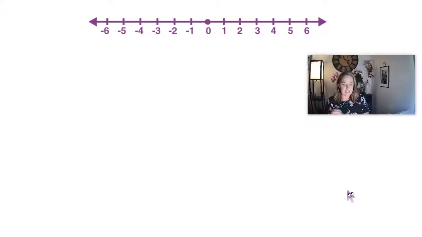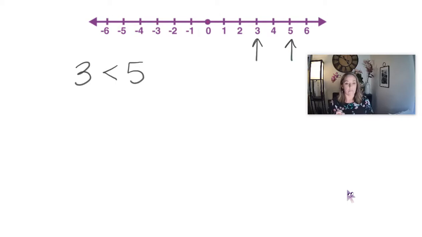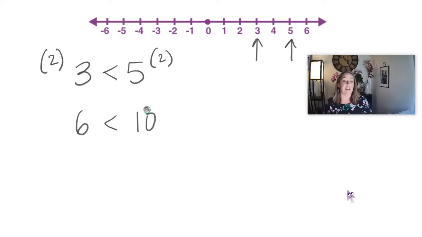So if we have, let's take something that we all know. We know that 3 is less than, let's say 5, right? 3 is less than 5. We know that because it's to the left of 5 on a number line, okay? So if I multiplied both sides by 2, I will get 6 is less than 10. That's also true, okay? I could divide both sides by 2.